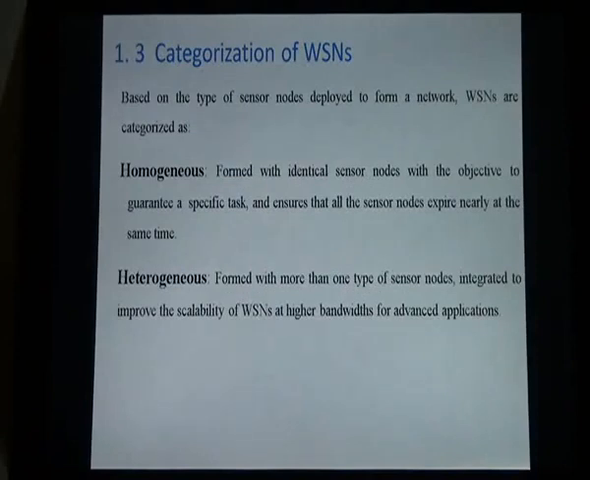Broadly, a wireless sensor network can be categorized as a homogeneous network or a heterogeneous network. A homogeneous network has identical sensor nodes that are guaranteed to perform a specific task, and it is commonly observed that the nodes expire at nearly the same time. Heterogeneous networks are formed with more than one type of sensor node integrated to improve the scalability of the wireless sensor network, and they offer higher bandwidths for some special or advanced applications.